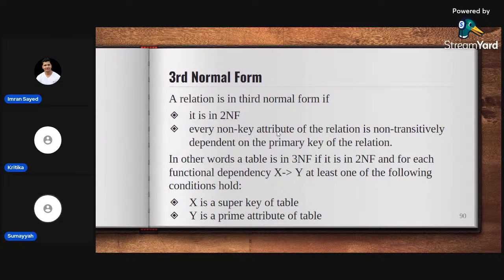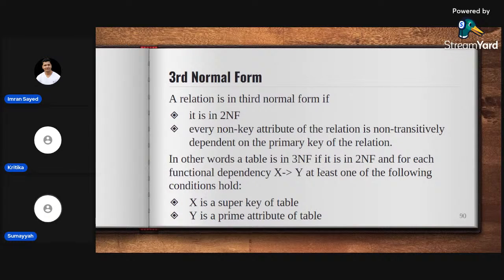Third normal form. A relation is in the third normal form if it is in 2NF, and every non-key attribute of the relation is non-transitively dependent on the primary key of the relation. So in 2NF, we have no partial dependencies. In 3NF, we should have no transitive dependencies. Now, what is a transitive dependency? It will be explained with the example on the next slide.